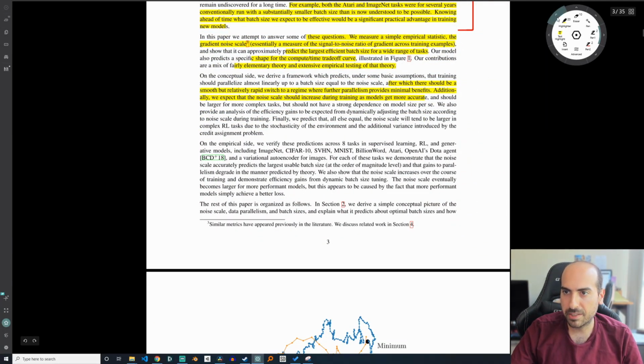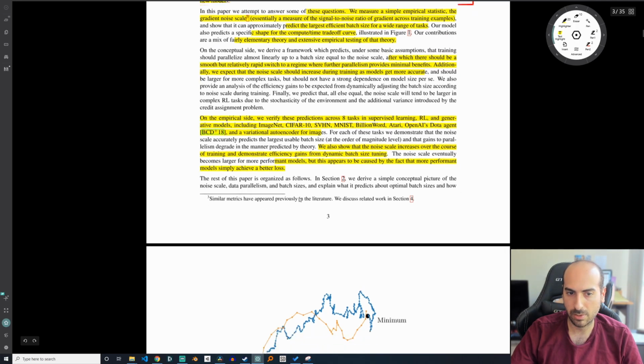And they verified these predictions across 8 tasks in supervised learning, RL, and generative models, including ImageNet and variational autoencoders. Okay. And we also showed that the noise scale increases over the course of training and demonstrate efficiency gains from dynamic batch size. The noise scale eventually becomes larger for more performant models, but this appears to be caused by the fact that more performant models achieve a better loss. Okay.